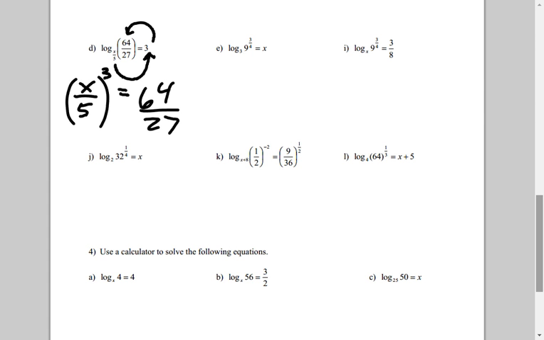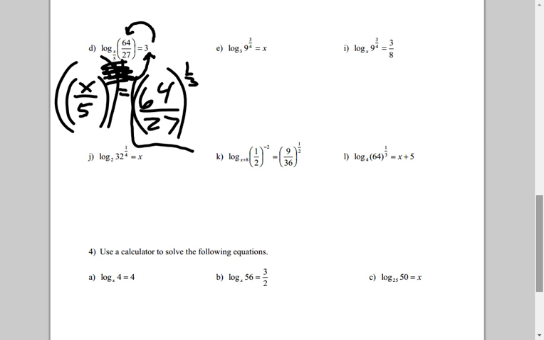I would cube both sides. Sorry, cube root both sides like that. And then this cancels this. And x over 5 equals all of that. Remember, calculators are allowed in here. So you're going to do 64.